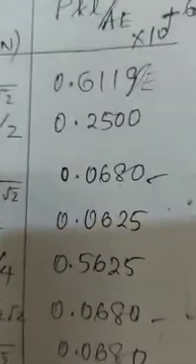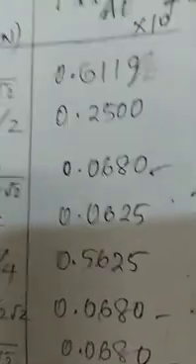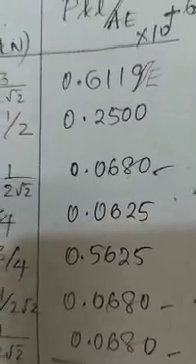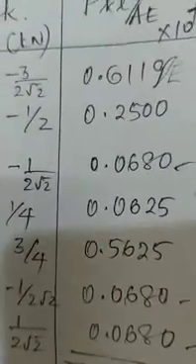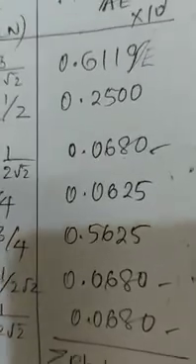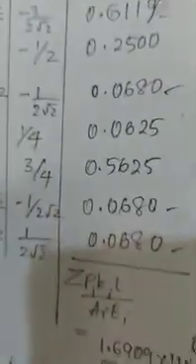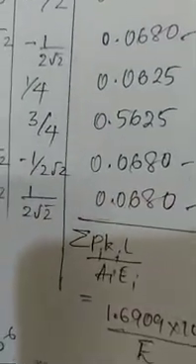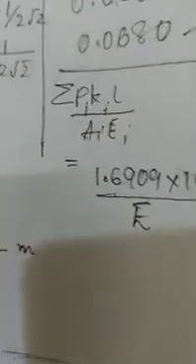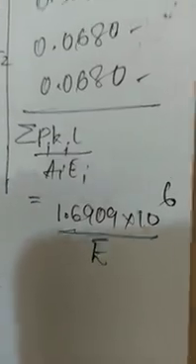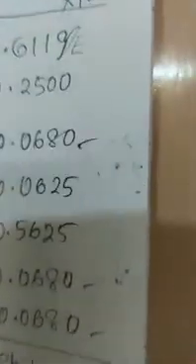Every value in the last column has to be multiplied by 1 by E, because I have not taken the E value for calculation purposes. I have written it as E only. So it should be read as 0.6119 by E for the first member. Next member 0.25 by E, 0.068 by E, like that. So if you add all these terms, you'll get 1.6909 by E into 10 power of 6. The common factor is 10 power of 6.